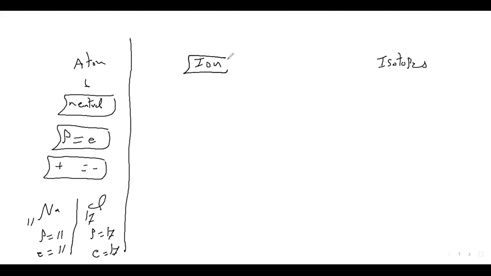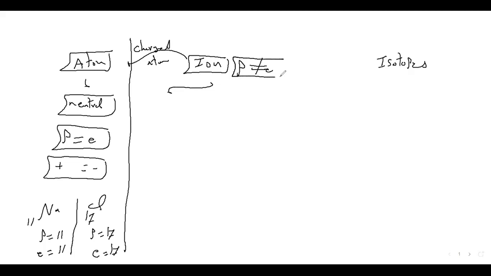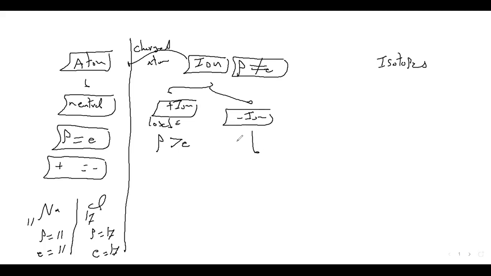Ion is a charged atom. What is meant by charged atom? Atom after losing or gaining electrons, and the protons are not equal to electrons. We have positive ion and negative ion. In case of positive ion, protons are greater than electrons because it's losing electrons, while in case of negative ion, it gains electrons, and electrons are greater than protons.